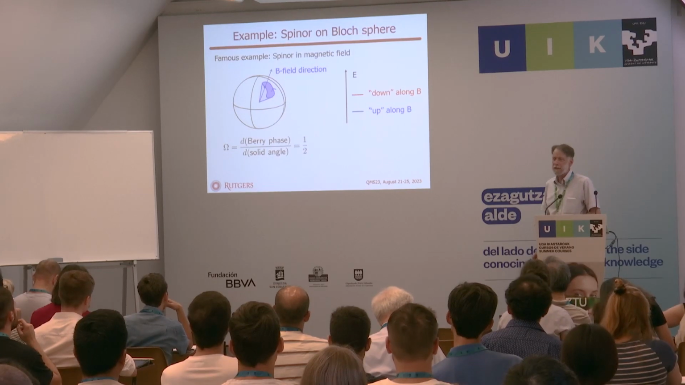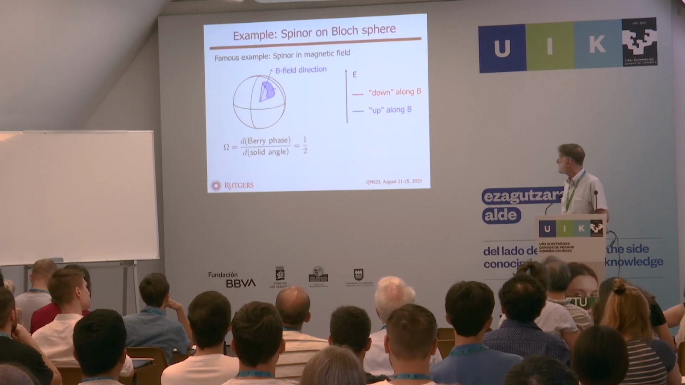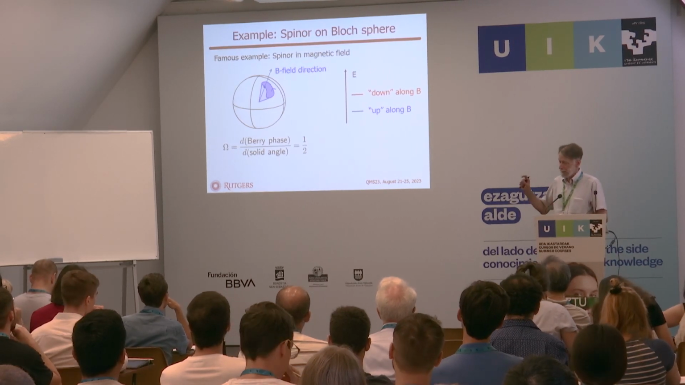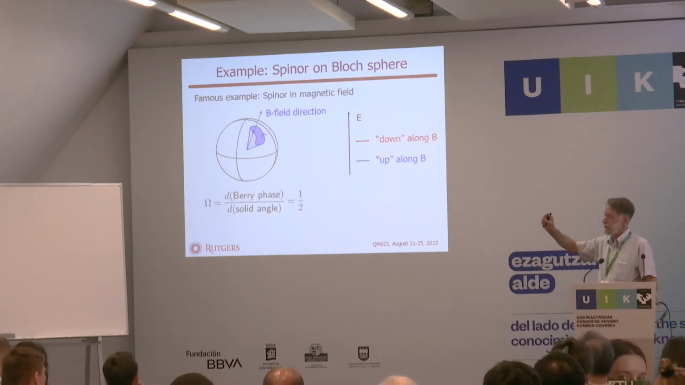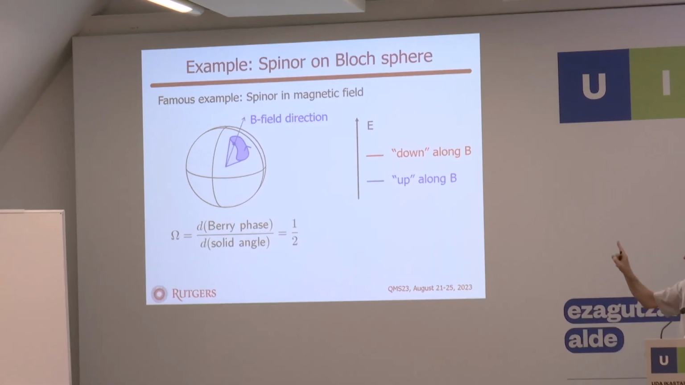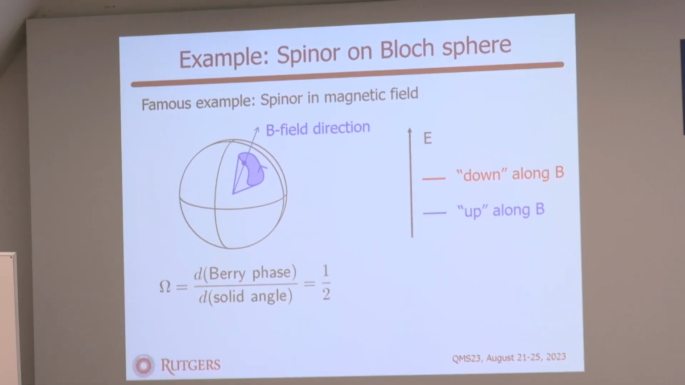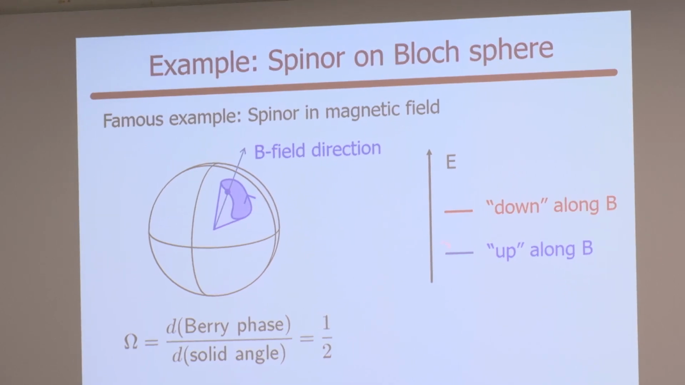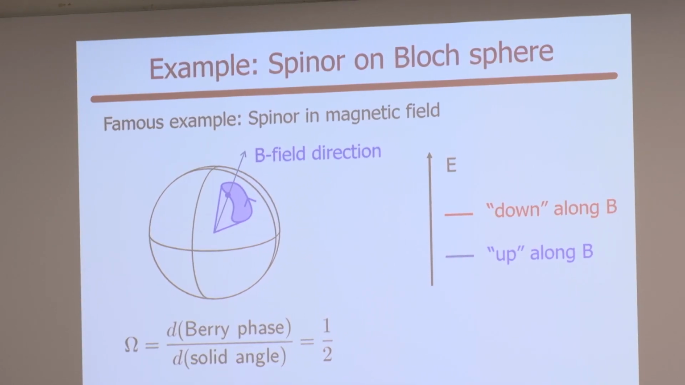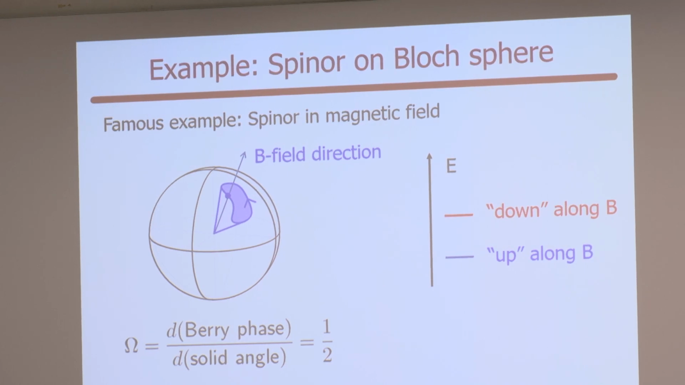There's a famous example of this, which many of you know, which is the case of a spinor in a magnetic field. If you apply a magnetic field to a spinor, there's a spin up and a spin down state with respect to the orientation of the magnetic field, which have higher and lower energies. If you follow the lower energy state, the spin up one, as you change the angle of the magnetic field, the nature of the state doesn't depend upon the magnitude of the magnetic field. The splitting does, but the nature of this state does not.